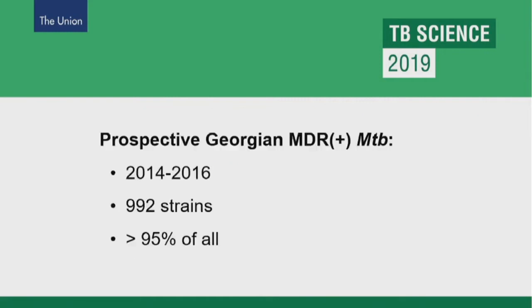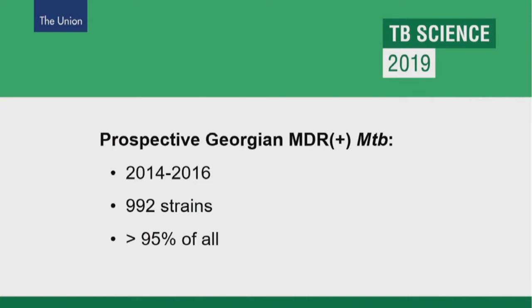We went then ahead, as I mentioned, and collected all TB strains we could get from the whole country, and then we selectively started to sequence them. So we started with MDR strains again, MDR plus, so pre-XDR and XDRs. Now these are the following 3 years, 2014, 15, and 16. So this time we had a much higher coverage because we were prospectively collecting and sequencing 992 strains, about 95% of all reported culture-confirmed MDR cases.